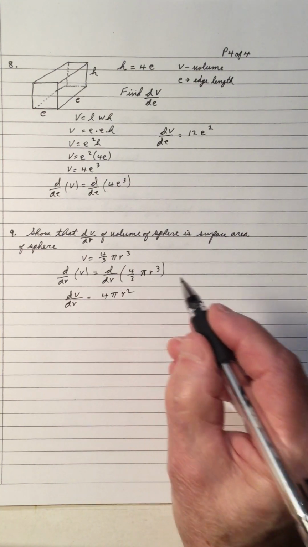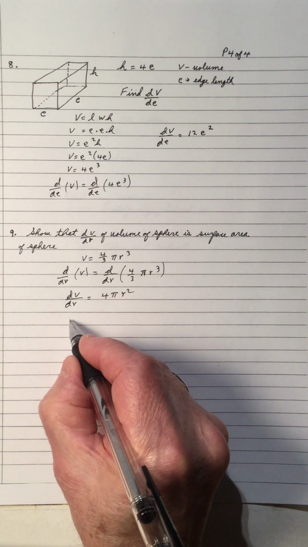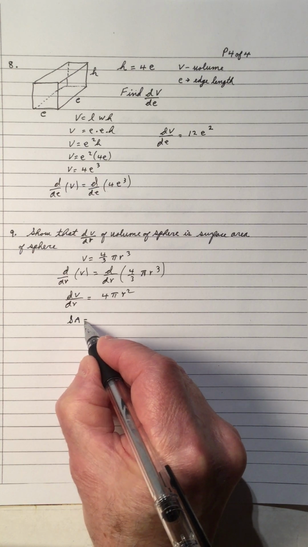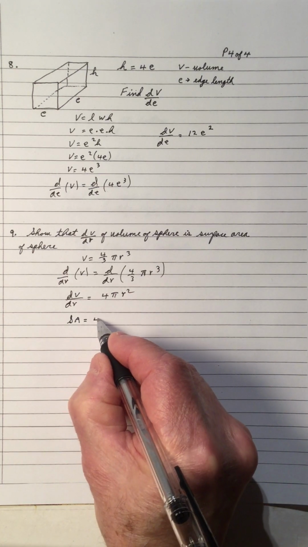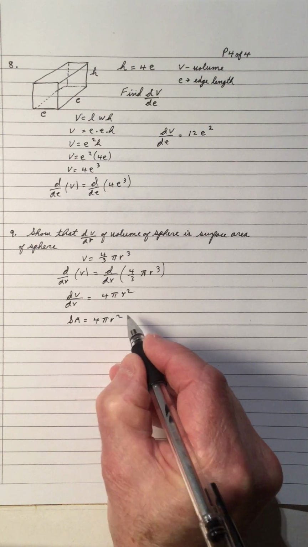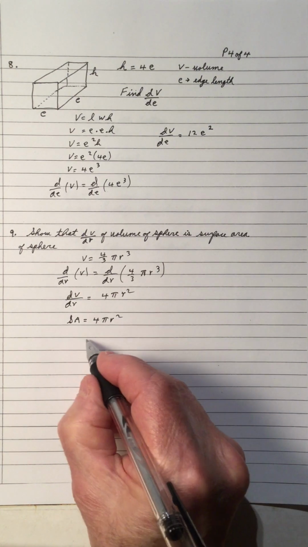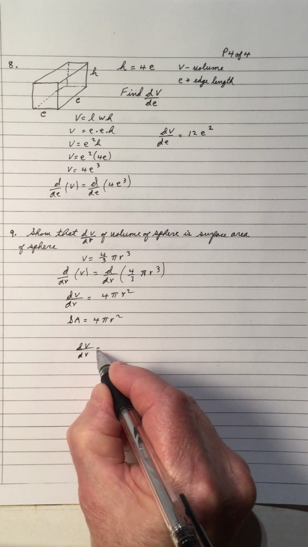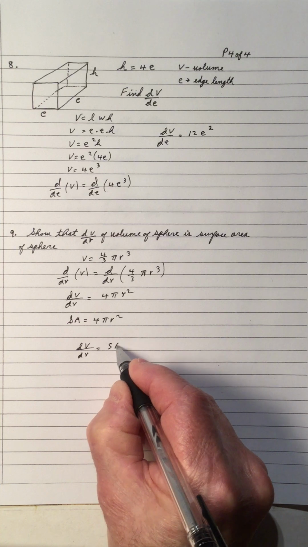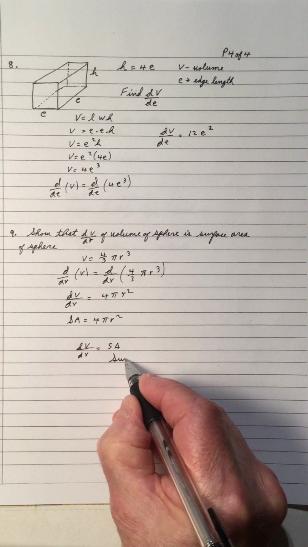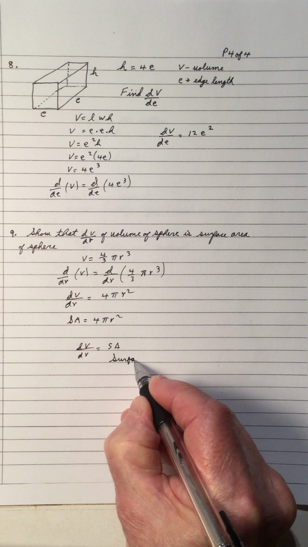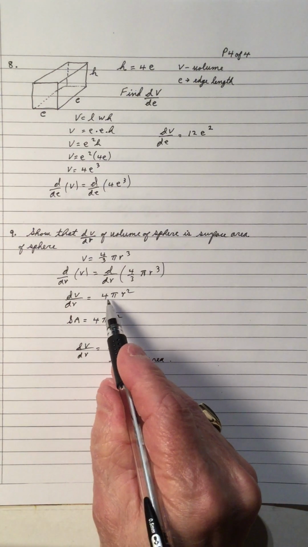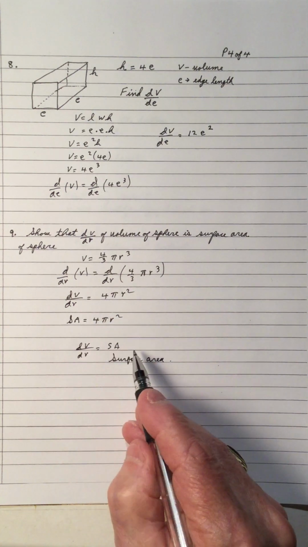But if you learned anything, we know that the surface area, I'm going to call it SA, of a sphere is 4 pi r squared, if you learned it. That means that the derivative of the volume, dV dr, is the surface area. And I'll just spell that out just to make sure. Surface area. So the derivative of the volume in terms of r is the surface area.